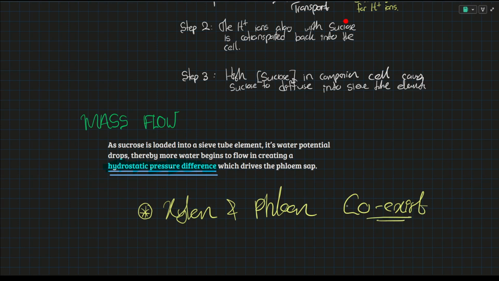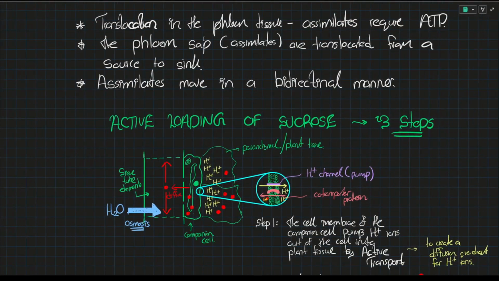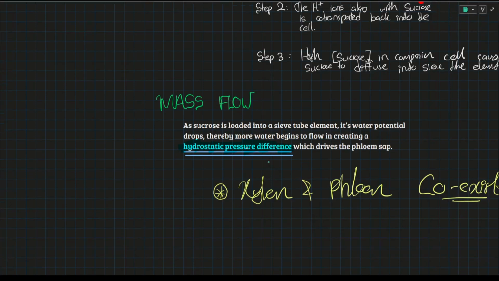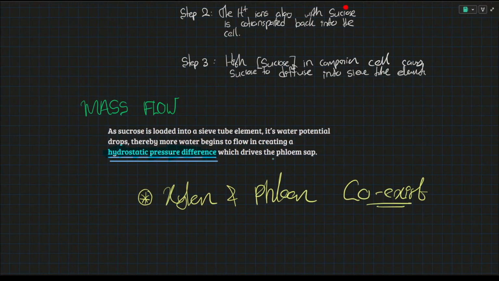The water is actually coming from xylem vessels. That's why we get a hydrostatic pressure difference. Where do you have xylem vessels? Xylem vessels are right next to the phloem vessels. That's why. Okay? Enough about mass flow. That is how all of this works.